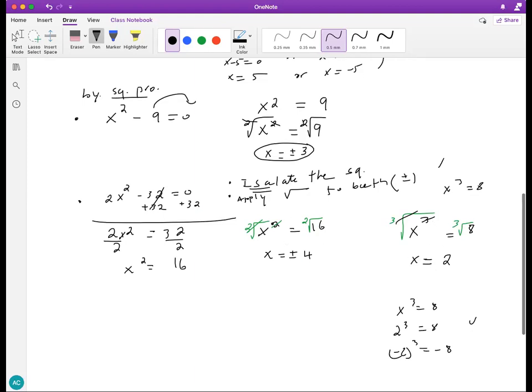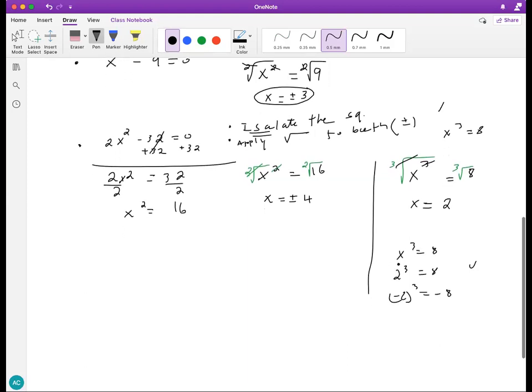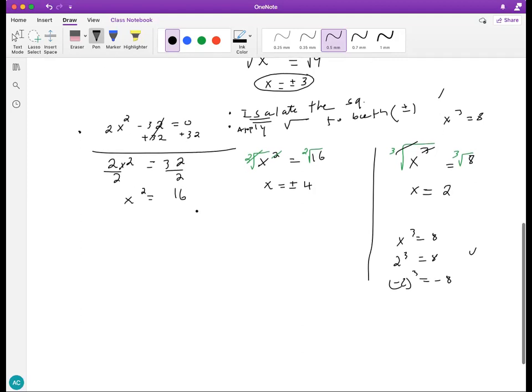Only when the power here and the index are even, the same and even. In case you were wondering, this does not require plus minus because the index and the power are odd. But here we do have that because the index and power are even, and you can check for yourself. If you plug 4, you get 16. If you plug negative 4, you also get 16. That's the reason why we have 2 solutions.